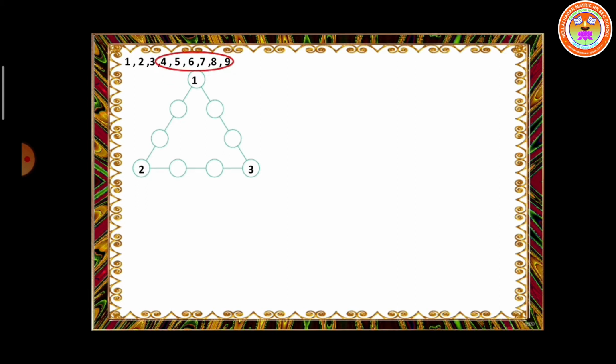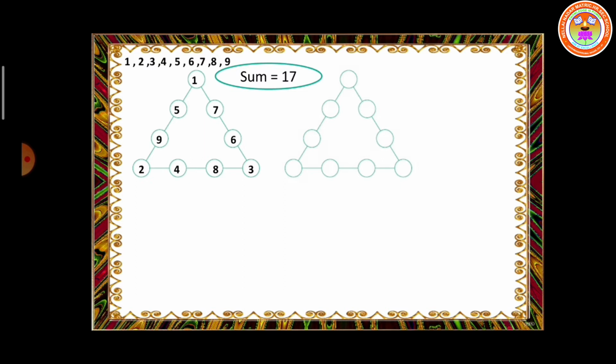We want to pair the numbers. 4 plus 9, 13. 5 plus 8, 13. 6 plus 7, 13. 1 plus 5, 6. 6 plus 9, 15. 15 plus 2, 17. The sum is 17. 2 plus 4, 6. 6 plus 8, 14. 14 plus 3, 17. 3 plus 6, 9. 9 plus 7, 16. 16 plus 1, 17.